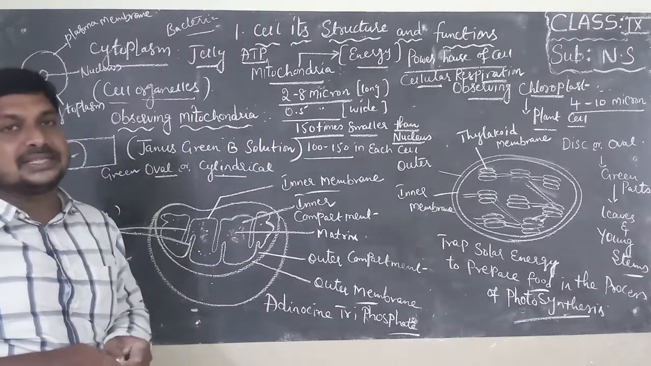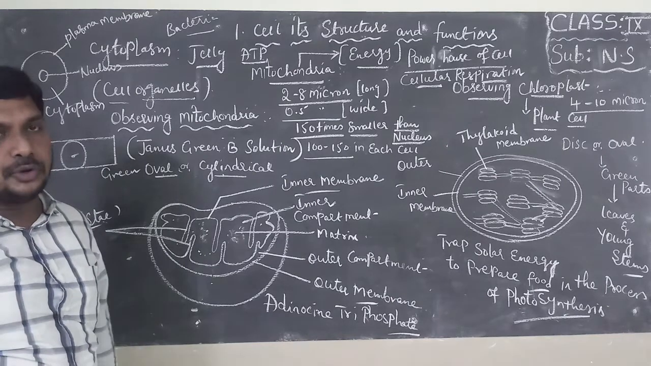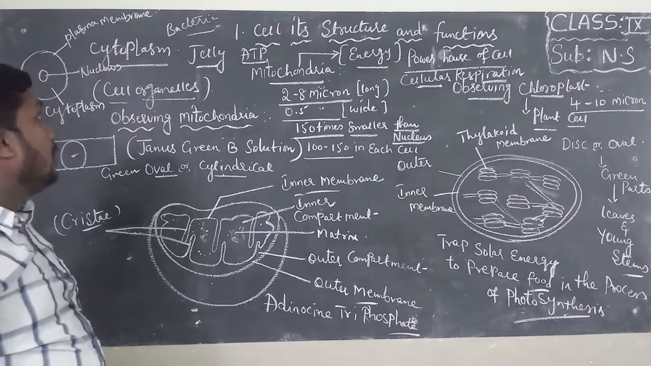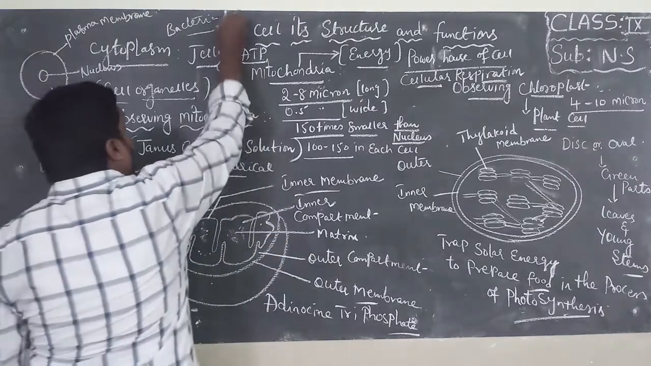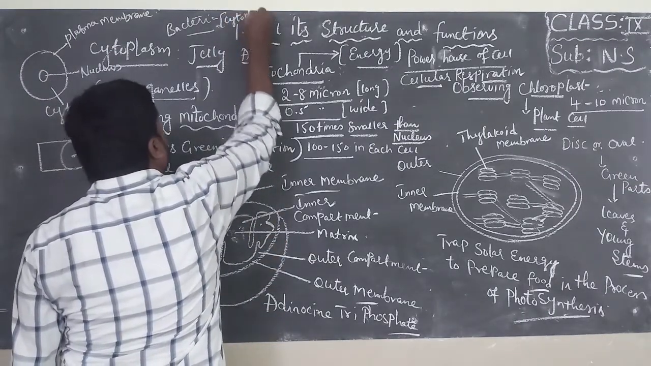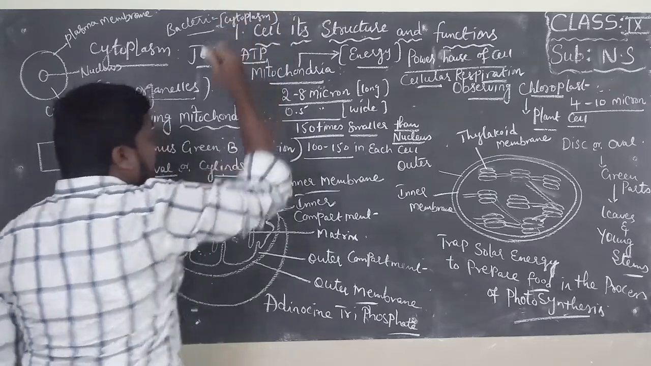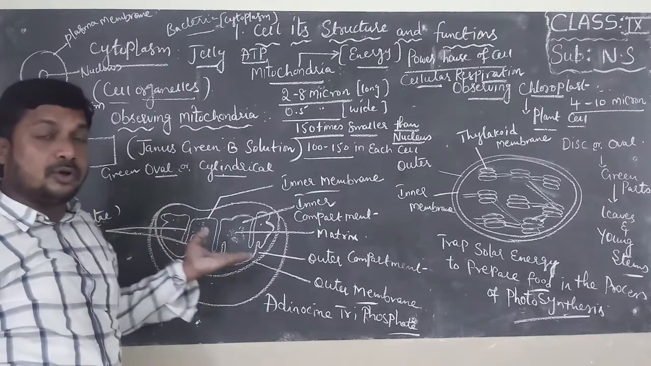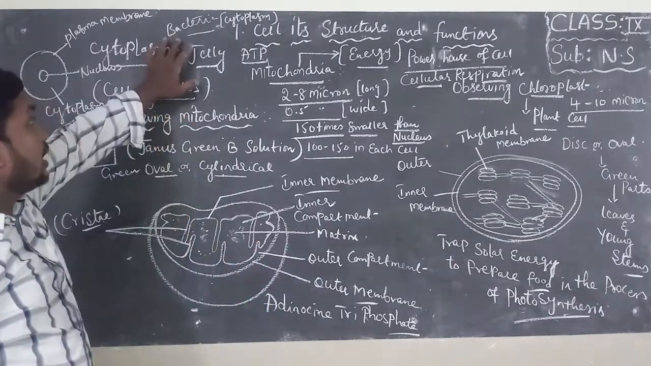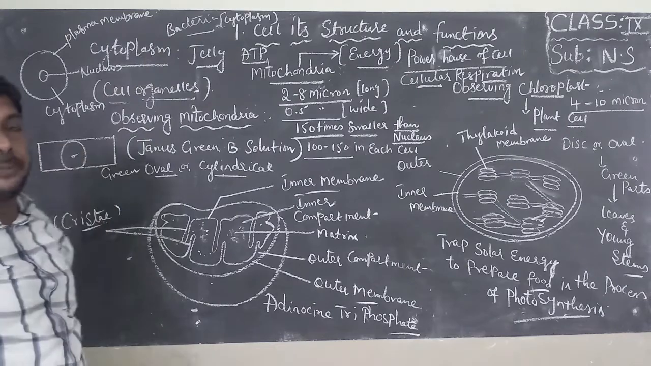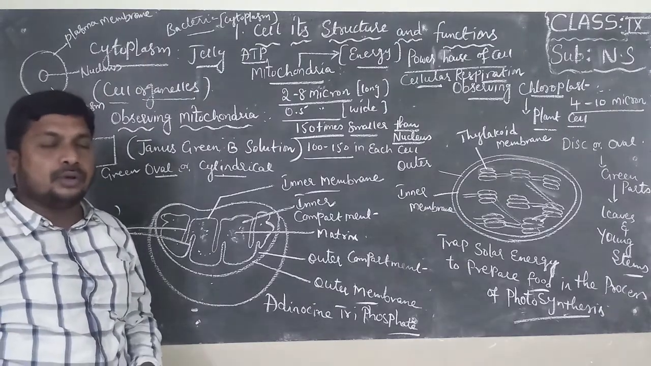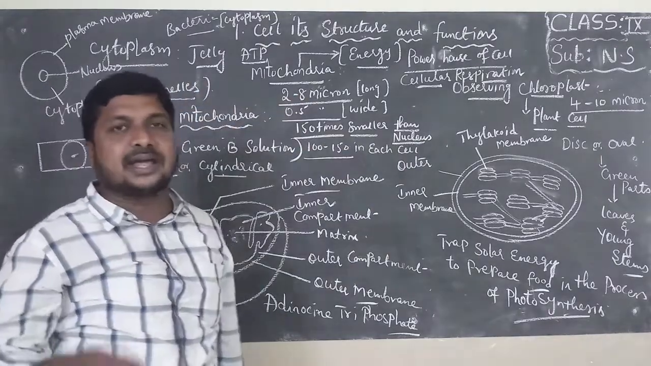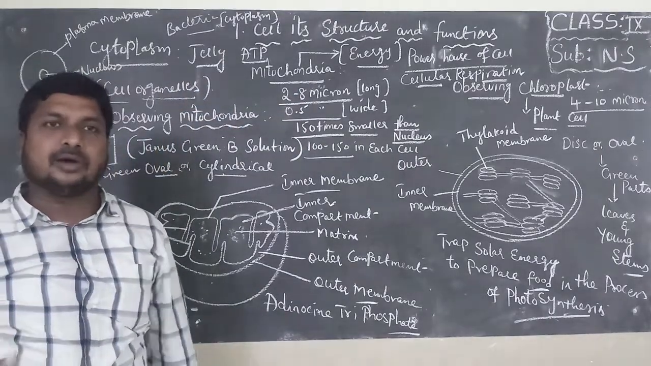How will energy be released in bacteria? They do not have a nucleus like eukaryotic cells. Prokaryotic cells do not have mitochondria, so how will energy be released? In prokaryotes like bacteria, energy will be released with the help of the cytoplasm instead of mitochondria. So this is about mitochondria and chloroplast. In the next class, I will explain about other cell organelles. Thank you.